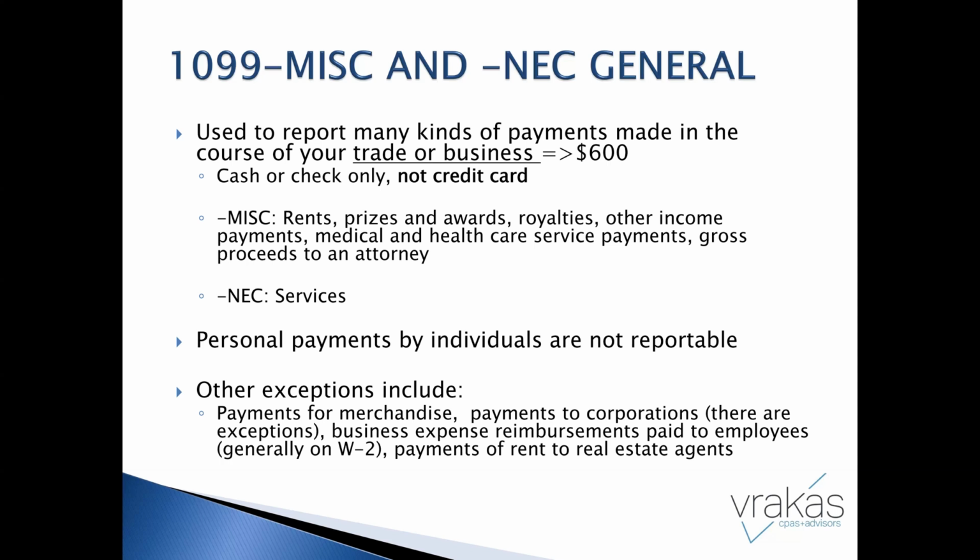All of these have some general rules. It has to be in your trade or business. It has to be more than $600. And it's not for employees. There are some very small exceptions to the rule. You want to make sure that you have the proper information as to who they get issued to. I've given a couple examples. Rents is one, and that's on the miscellaneous. You have prizes and awards, and payments of medical and healthcare services, which we'll get to, are sometimes on a 1099 as well.